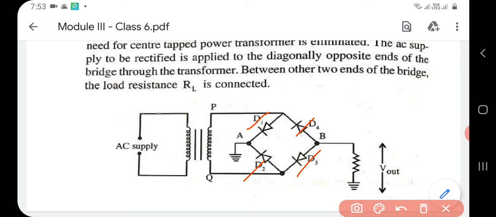that is, the need for a center tapped power transformer is eliminated. Now the AC supply, that is the input AC that has to be converted to DC, is applied across the primary of the transformer, and then between the other two ends of the bridge you connect a load resistance RL here. Okay, now this is the circuit diagram.